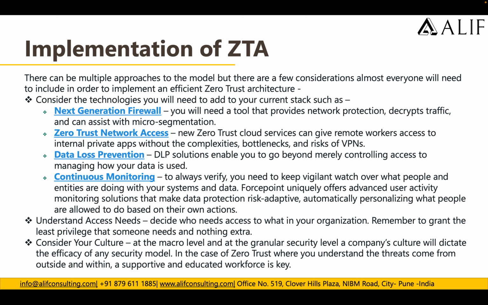Fourth, continuous monitoring. You need to continuously monitor your environment, your systems, and end user activities, whatever activities they are doing. That is very important, because with that monitoring you will understand what those users are doing, and what kind of data or interaction they are doing outside the organization. Understand the access is the fifth, and consider your culture is the sixth. So these are the implementation considerations for zero trust networking or zero trust access.